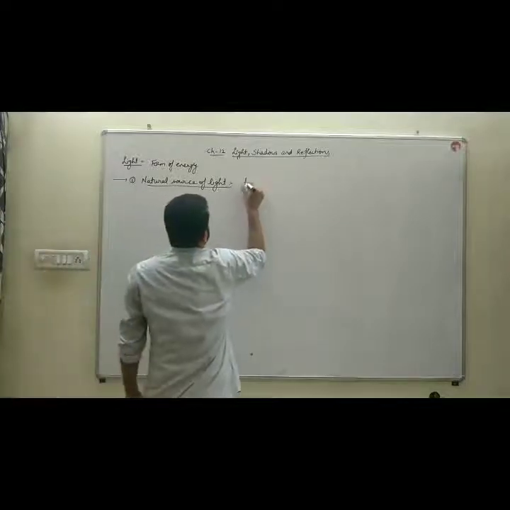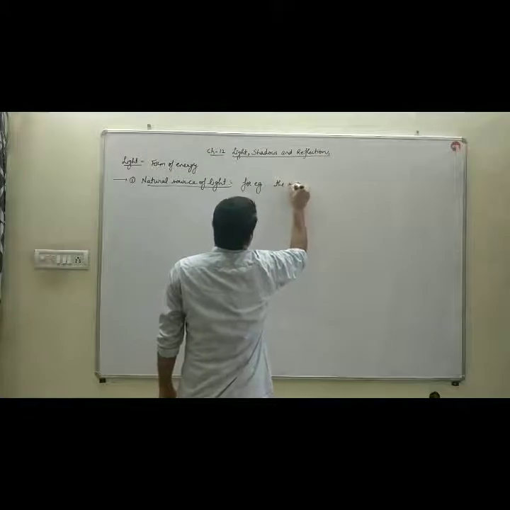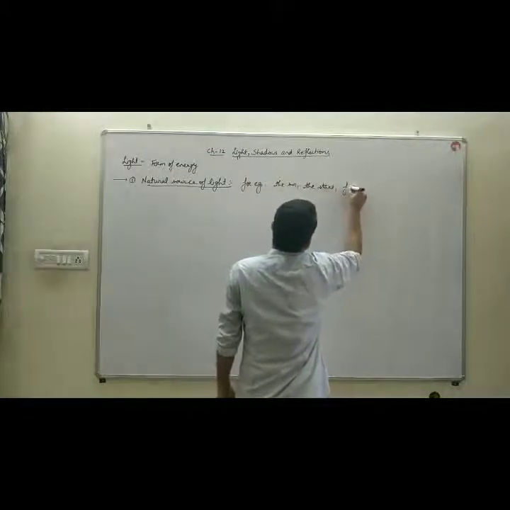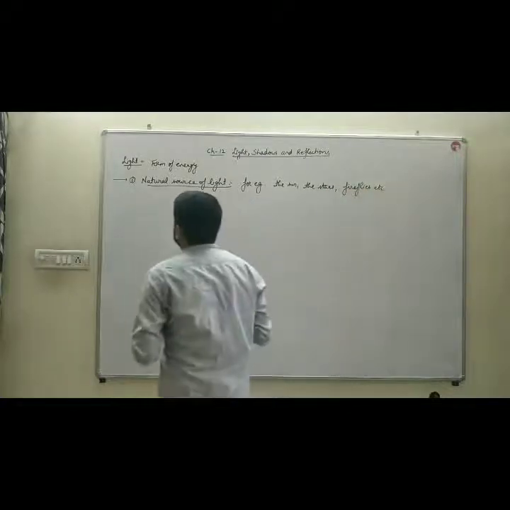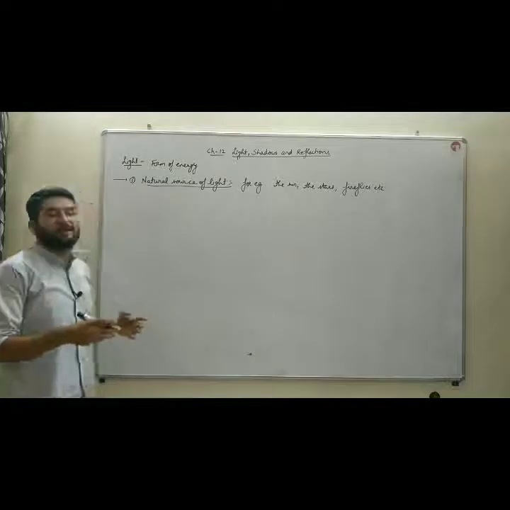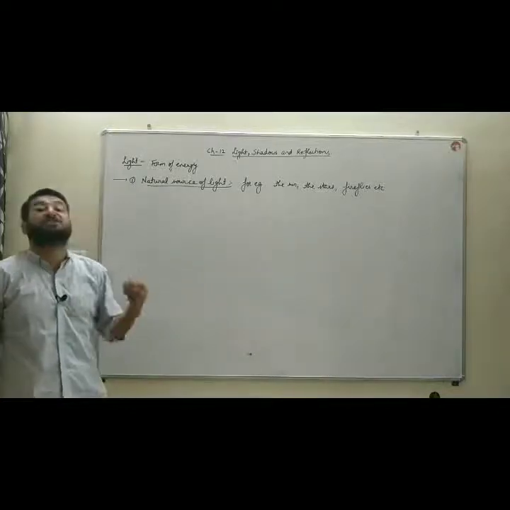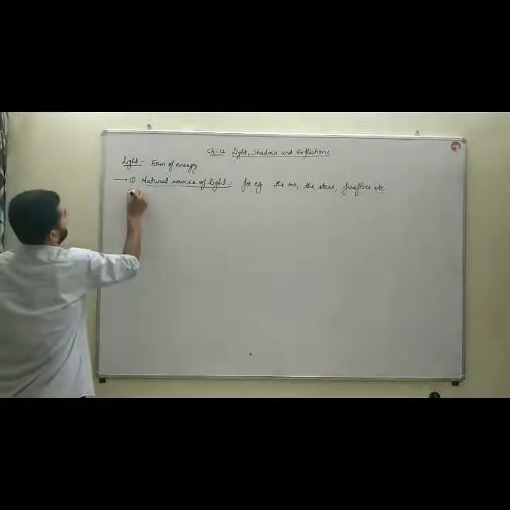For example, the sun, the stars, fireflies. These all are the sources of light which emit their light, and they are made by nature. They exist in nature. So they are known as natural sources of light.